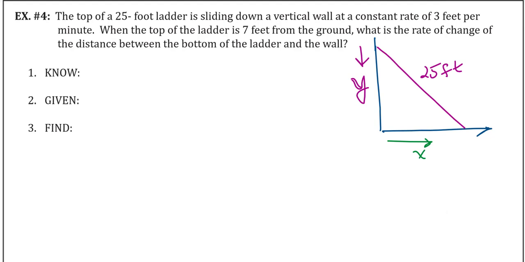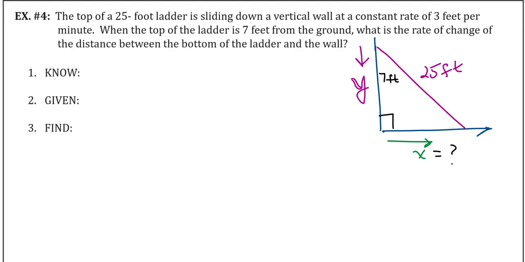So what kind of shape do we have? We have a right triangle, and we're looking at the side lengths. Now we want to do this when y is 7 feet. What is going to be our rate of change of the ladder? We need to know what value x is. So we have a lot of information now to get started.